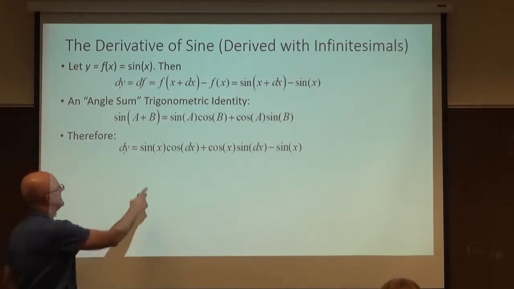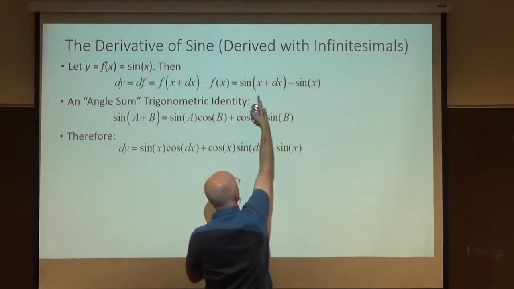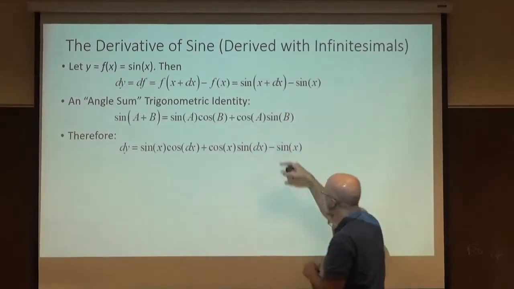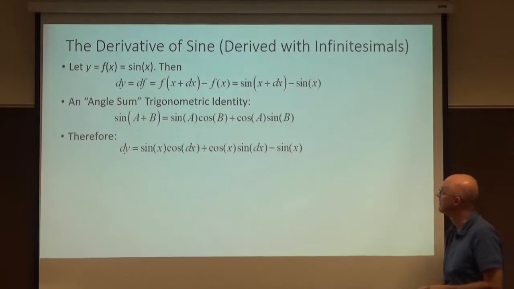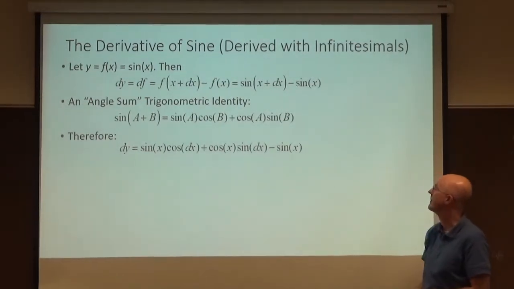Right? This thing here plus this thing here is the same as sine of x plus dx. I use this identity. I replaced a with x and I replaced b with dx. Then don't forget to subtract sine of x right there.